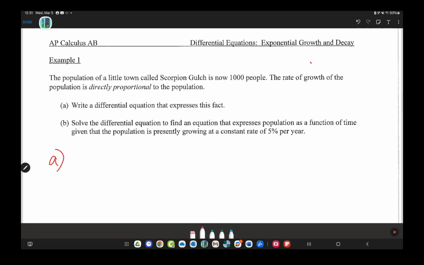The rate of growth is directly proportional to the population. Now, that means that the rate of the population over the rate of time is directly proportional to the population, which means I am going to have a constant times the population.